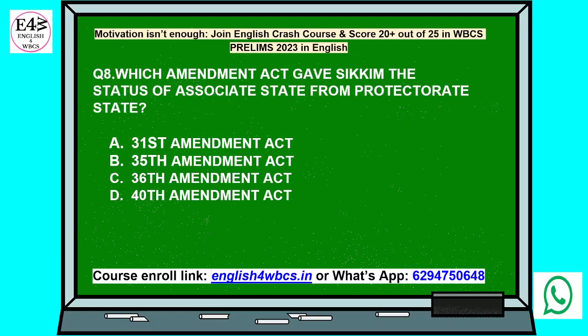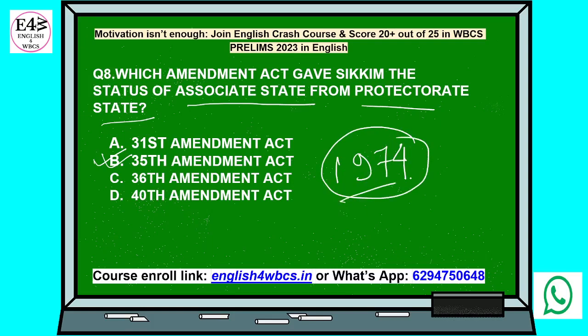Yes, now this question. Which Amendment Act gives Sikkim the status of associate state from protectorate state? সিকিম ফুল ফ্লেজেড স্টেট হওয়ার আগে নিশ্চয়ই একটা প্রোটেক্টেড অ্যাসোসিয়েট স্টেট হবে, তাই না? আগে সিকিম প্রোটেক্টেড স্টেট ছিল, সেখান থেকে অ্যাসোসিয়েট স্টেট করা হয়েছে। সো দ্যাট ইজ থ্রু 35th অ্যামেন্ডমেন্ট অ্যাক্ট। অ্যান্ড তারপরে 36th অ্যামেন্ডমেন্ট অ্যাক্টে লাস্ট কোয়েশ্চনে বললাম সিকিমকে ফুল ফ্লেজেড স্টেট অফ ইন্ডিয়া বলা হয়েছে। সো রিমেম্বার দ্য ইয়ার, ইটস 1974। একদম সিকোয়েন্স আছে, 1974 and 35th amendment act, আর ওটা ছিল 1975 36th amendment act. So it's easier for you to remember.